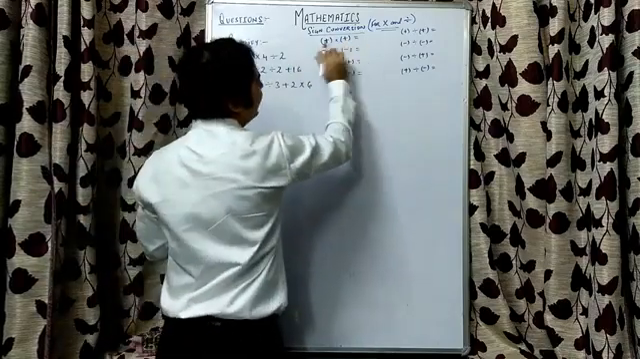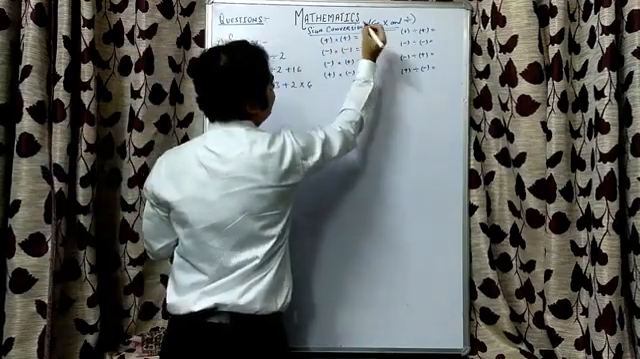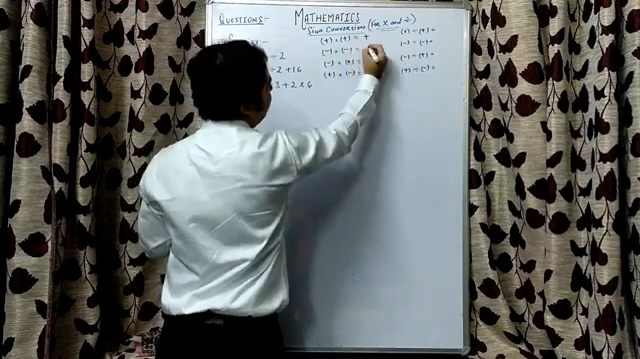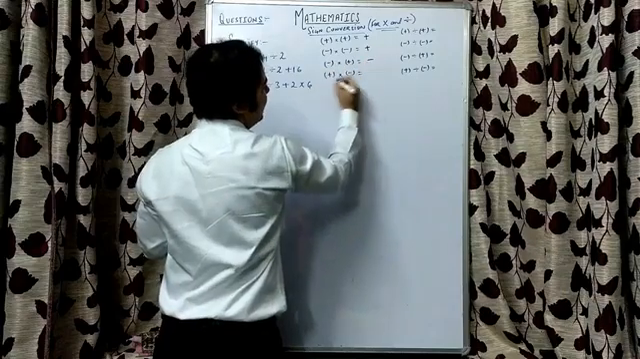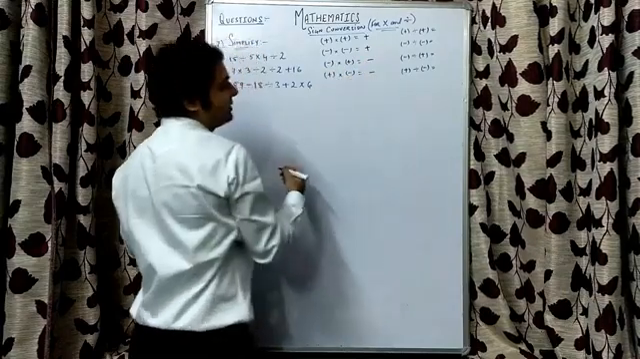Like plus into plus, signs are same, so the final answer will have a plus sign. Minus minus, signs are same, we'll have a plus sign as a result. Minus into plus, we'll have a minus. Plus into minus, we'll have a minus sign.